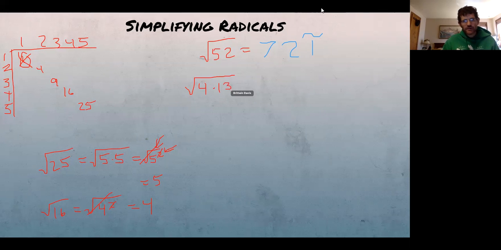So I can rewrite this as 4 times 13. And again, all I did was 52 divided by 4, and I got my answer 13. So that tells me 4 times 13 is 52. Now, here's one thing we can do with radicals: I can split this up. So the square root of 4 times 13 is the same as the square root of 4 times the square root of 13.